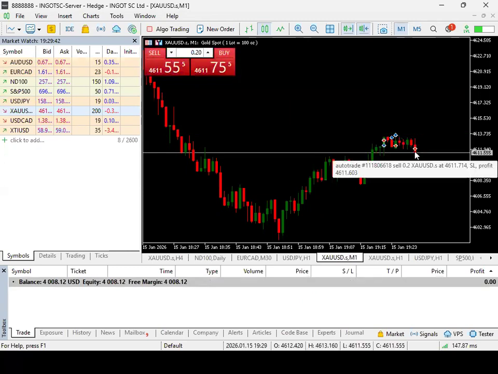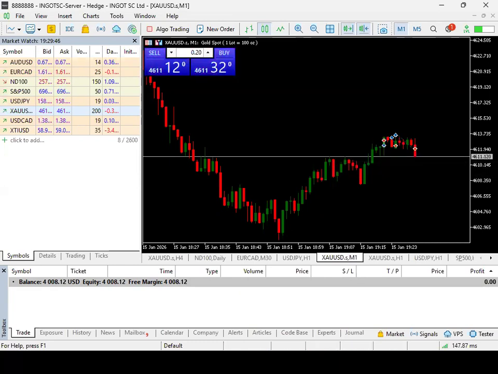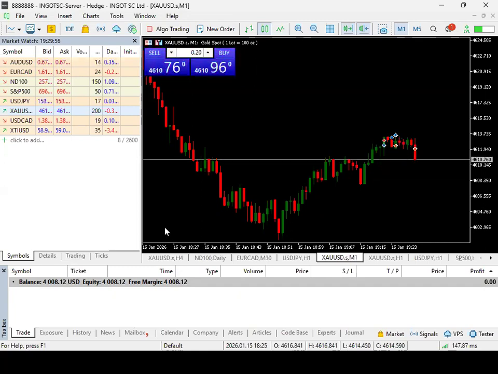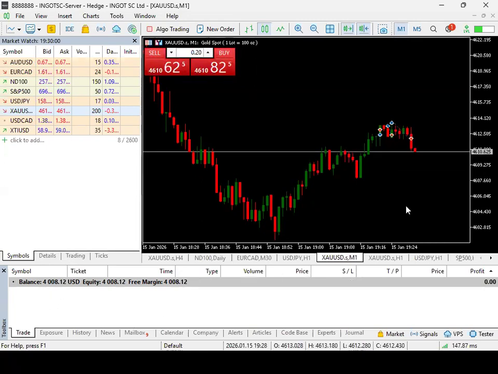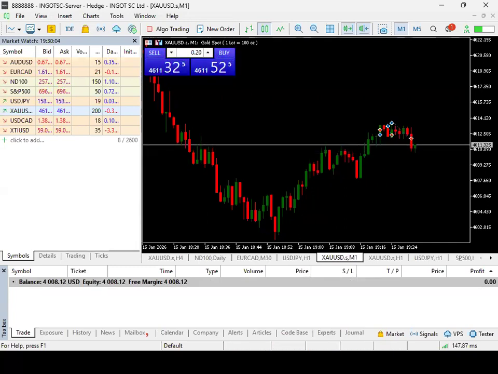Okay, now that one has tapped my stop loss. See? That is how you get to lose. And after it tapped the stop loss, look at the balance. The balance has gone down. All right? For the sake of showing you this, I've just allowed myself to lose 40-something dollars, 42. Okay. Yeah, don't worry. It's recoverable.